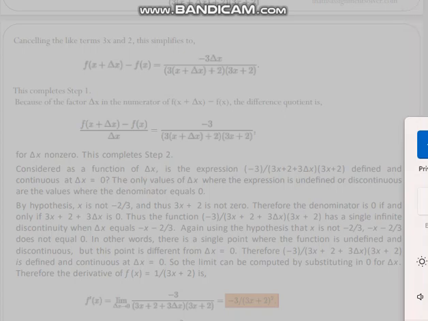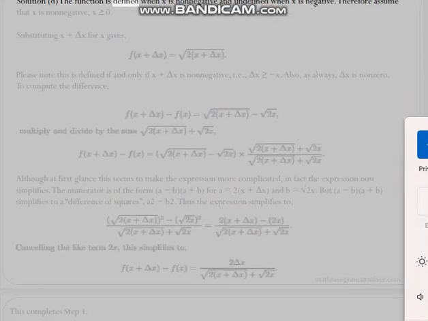MathsAssignmentSolver.com. Solution D. The function is defined when x is non-negative and undefined when x is negative. Therefore, assume that x is non-negative.